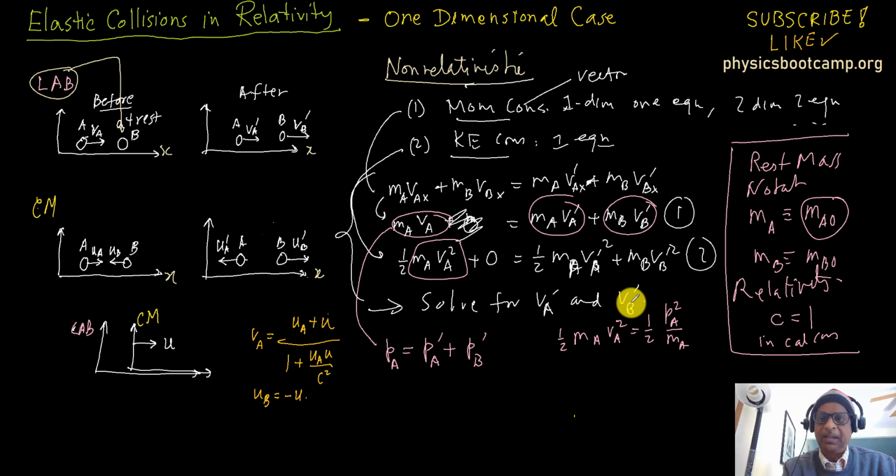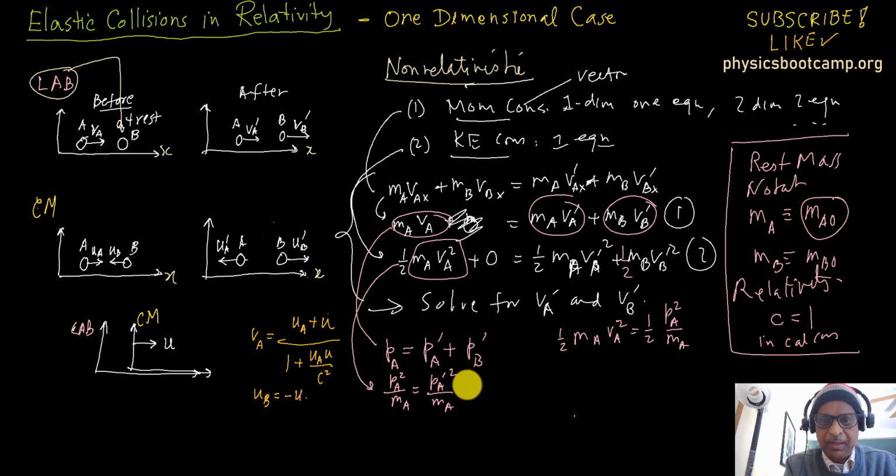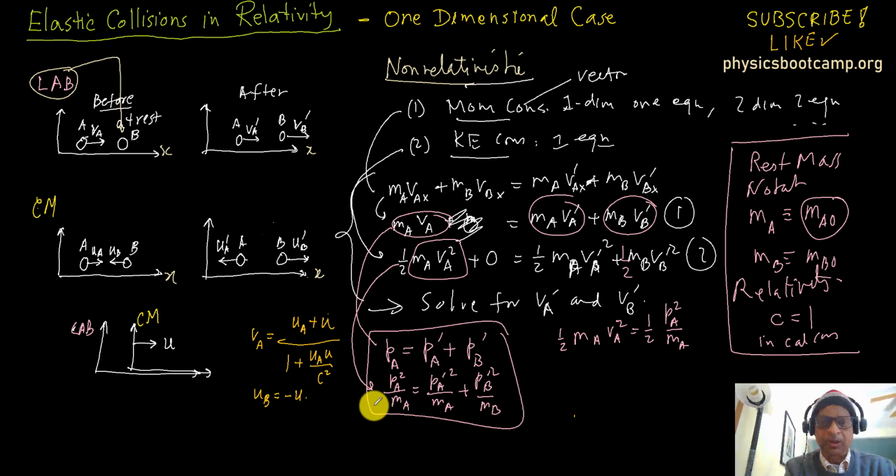So it's a little bit less writing. The half got cancelled from every one of them, and so we have PA squared over MA equals PA prime squared over MA plus PB prime squared over MB. So it's a little less writing, and I'm going to try to solve for PA prime and PB prime.